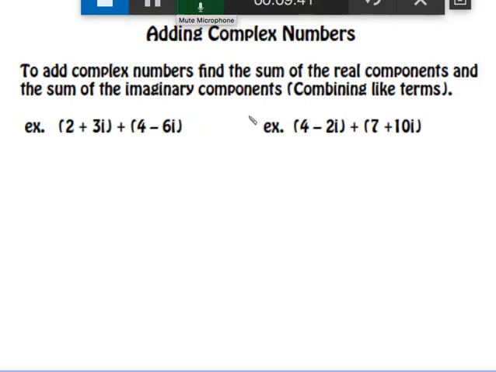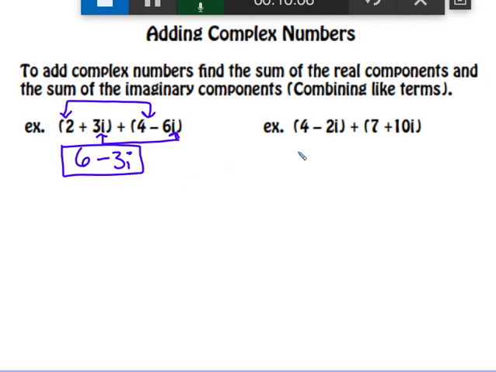All right, adding complex numbers. Adding complex numbers is pretty much the same as adding any type of number system. You just add the like terms. So the real part adds to the real part. The imaginary part adds with the imaginary part. So 2 plus 4, that's 6. 3i minus 6i is negative 3i. So that will be your answer for the first one. Go ahead and see if you can try the second one.